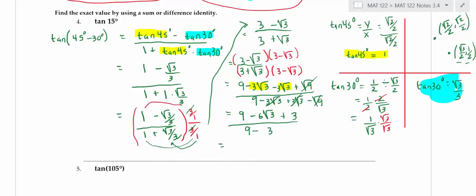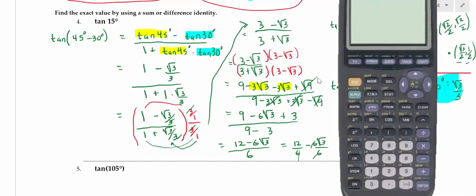So now I have 9 plus 3 is 12, minus 6 radical 3 in the numerator. 9 minus 3 is 6. Then I just break this up into 2 parts to get the simplified answer of the problem. So I'm going to have 12 over 6 is 2. 6 is cross out. So I'm left with 2 minus radical 3, which would be the final answer to that problem. Okay? All right, now let's do a quick checkaroo and see if this one's right.